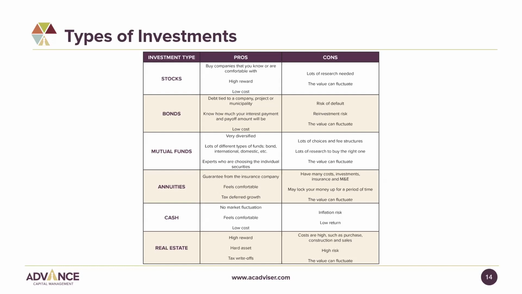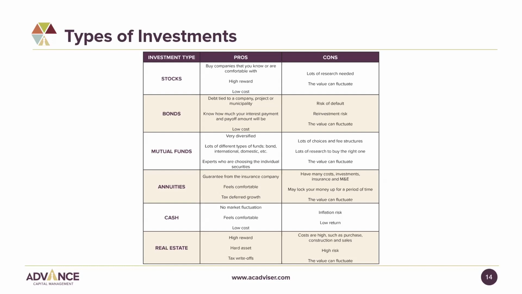A lot of them can be high cost, and which leads to poor performance. So, in the mutual fund space, you want to make sure that you're getting the right bang for your buck. Another common investment type that people tend to use are annuities.